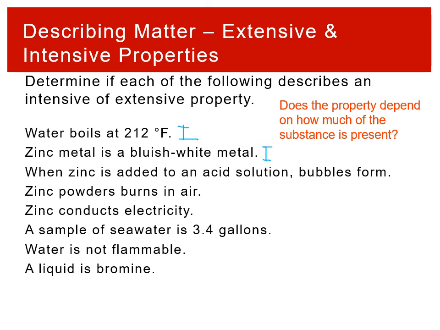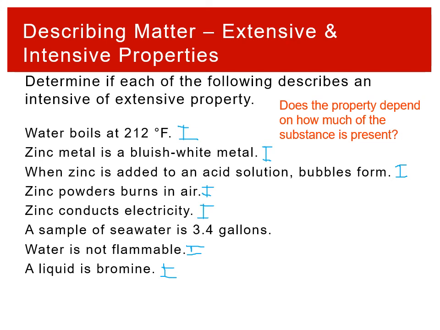When zinc is added to an acid solution, bubbles form. This is, we said, a chemical property. One of the things about chemical properties, they are always intensive. All chemical properties are intensive because you don't need an amount of the chemical to do a reaction. You can do a little bit of reaction or you can do a lot of reaction. How many bubbles form would depend on how much you have. But just the fact that bubbles form is going to be intensive. So all of my chemical properties that we had are going to be intensive. A liquid being bromine, names are intensive. Zinc conducts electricity. It doesn't matter how much you have, that's intensive.